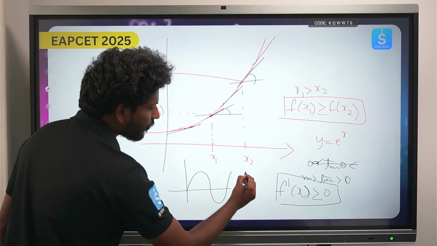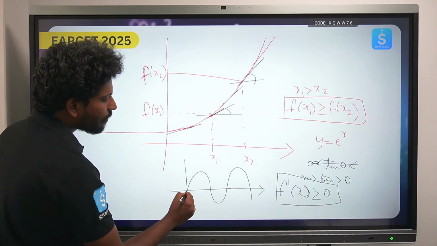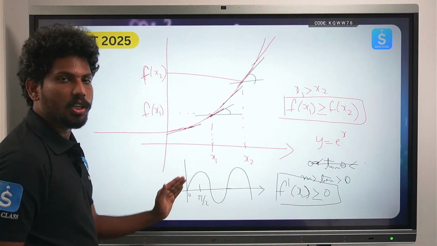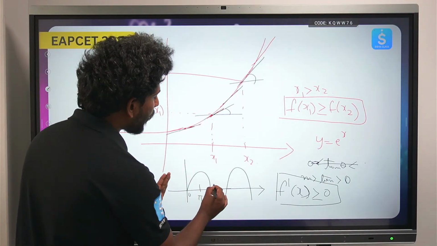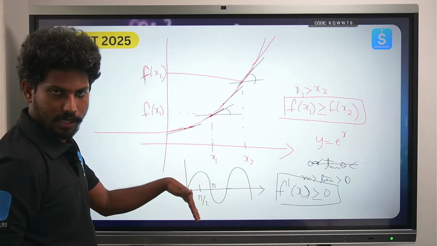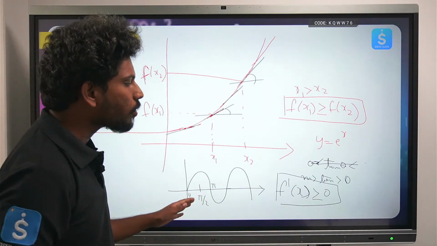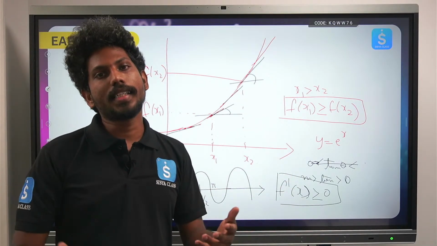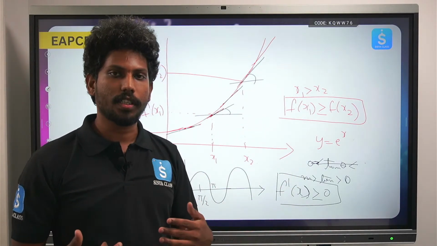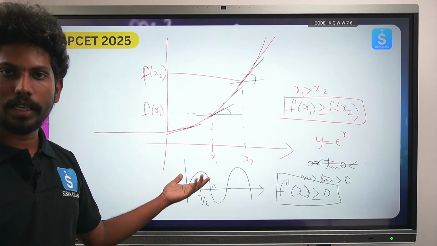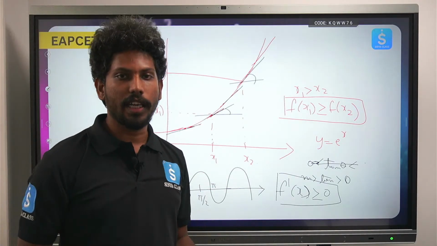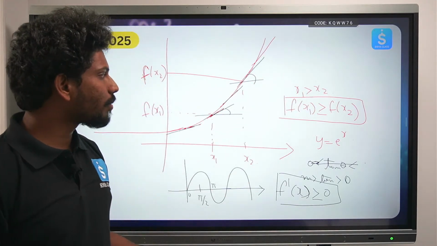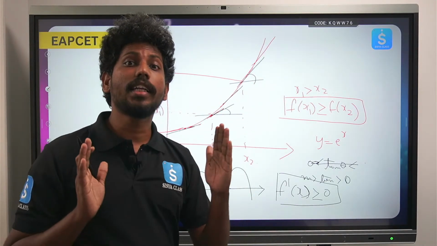Okay, if you look at this graph, from 0 to pi by 2, the graph is monotonically increasing. From pi by 2 to pi, again it is monotonically decreasing, right? So if you take the entire domain of sin x, it is neither an increasing nor a decreasing function, right? This is one of the contradictory examples, which is neither increasing nor decreasing. y equals e power x is one such example. But if we are trying to confine the domain, right?